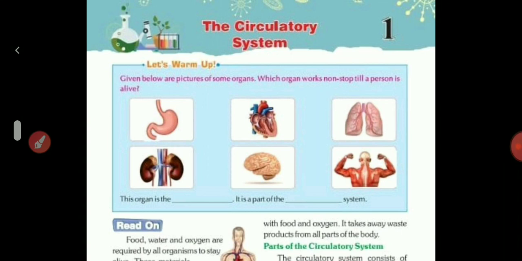This is your science class. Let's start our first chapter. Our first chapter is the circulatory system. Do you know what is circulatory system? It is a system which is performed by our body to transport important materials and minerals to different parts of our body.